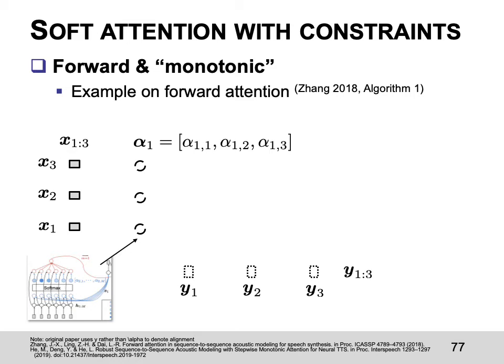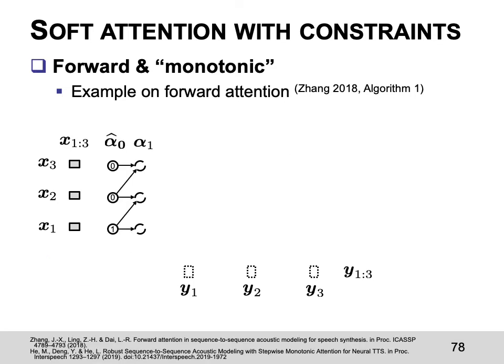Suppose we have used the soft attention and we have computed the alignment for the first time step. So this is where we can introduce a prior knowledge to constrain the alignment learning. Suppose we can only start from the first input time step. So we can build this alignment vector alpha 0 hat here to indicate the initial condition. In this case, it is 1 0 0.